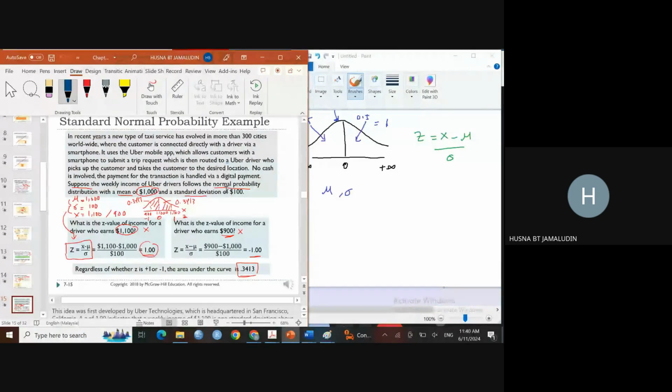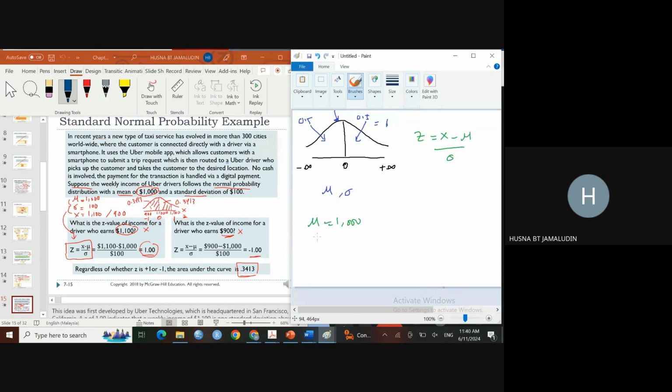Why does it say it's normal? Because you will remember when we talked about the normal probability distribution, your graph will look normal, the one that I drew for you just now, with the mean. This is a probability question. Remember, when we talk about probability, the first thing you have to do is list down all the information. So what is the mean? The mu equals 1000.